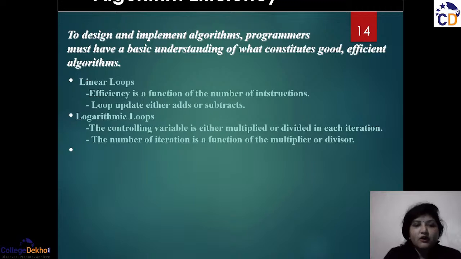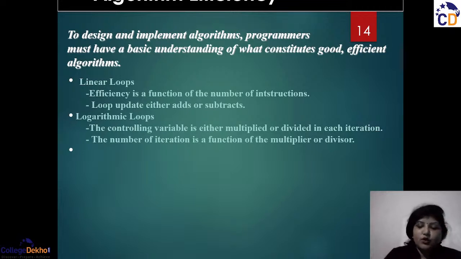Then we have logarithmic loops. What are logarithmic loops? The controlling variable is either multiplied or divided in each iteration. The number of iterations is a function of the multiplier or divisor. So they have their own importance. In the coming lectures, we will be dealing with some examples using linear loops or logarithmic loops.